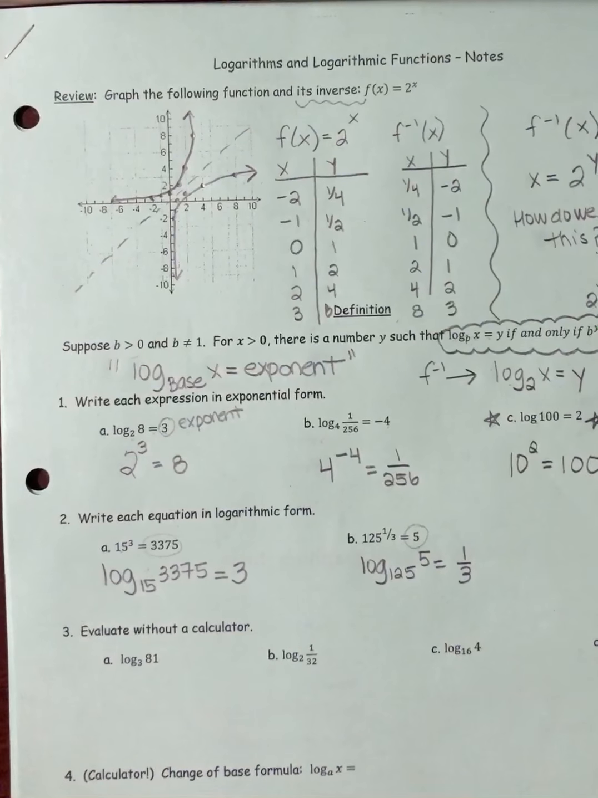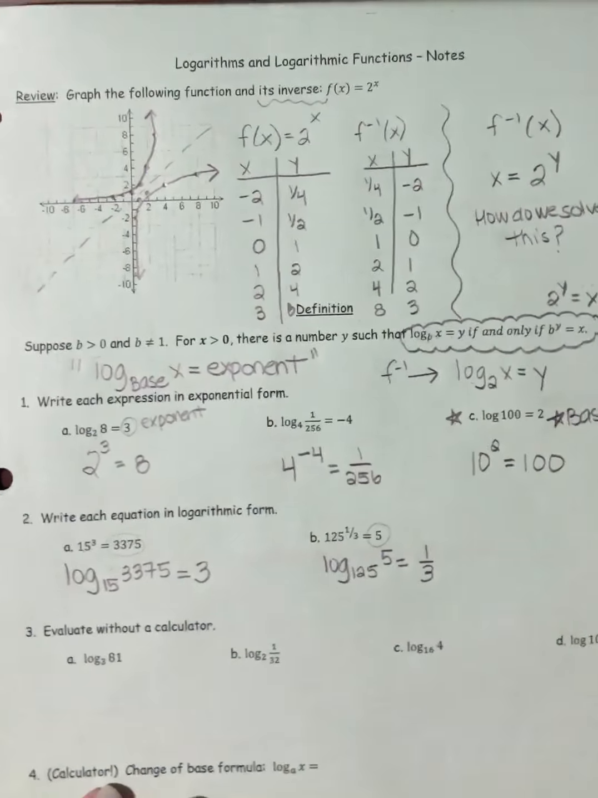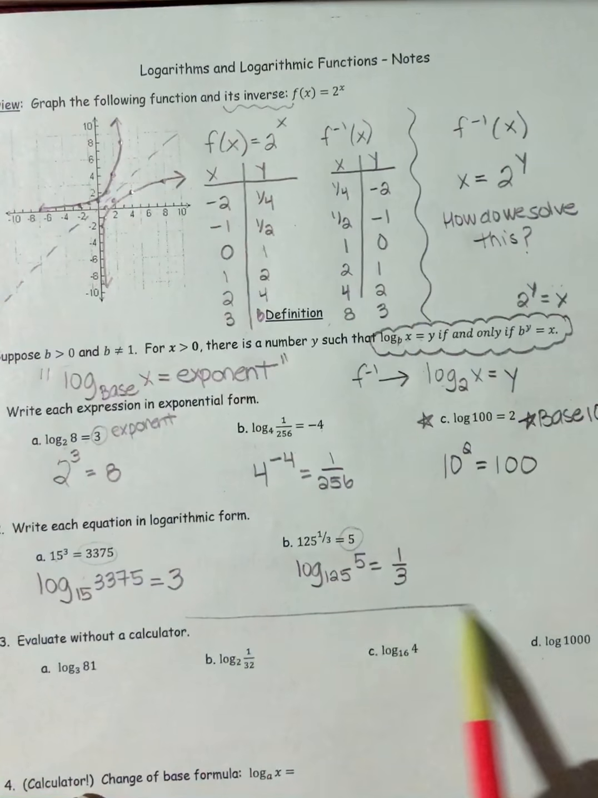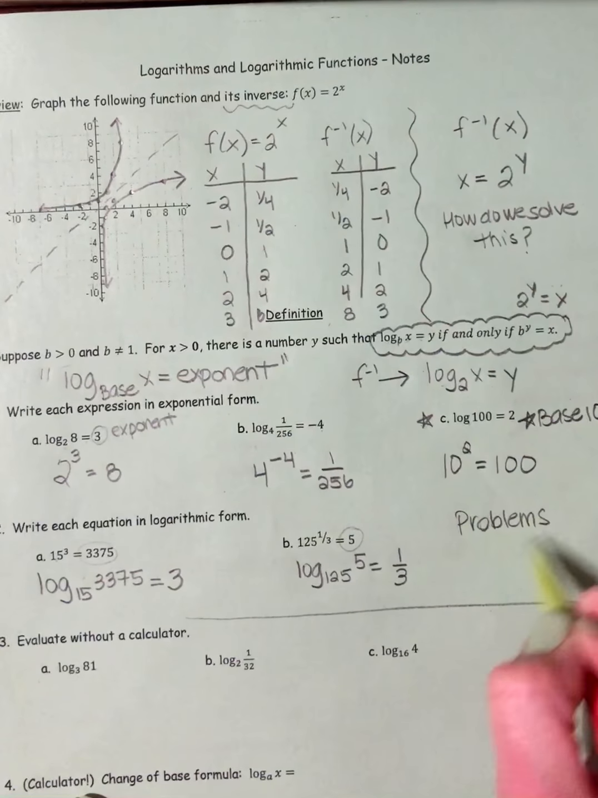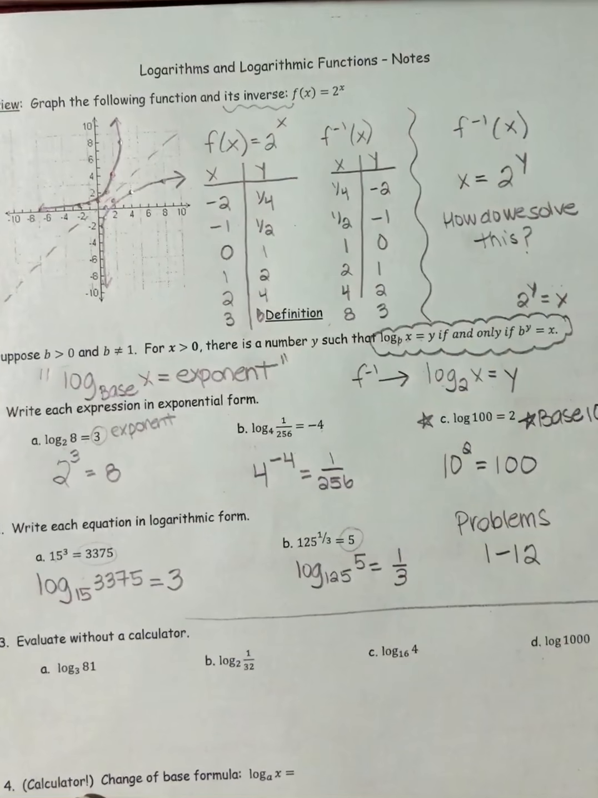That's where we're going to stop for right now. So on the homework sheet that goes along with this, you are only going to be doing problems 1 through 12. Okay, so I'm stopping here. We're doing problems 1 through 12 on the homework.